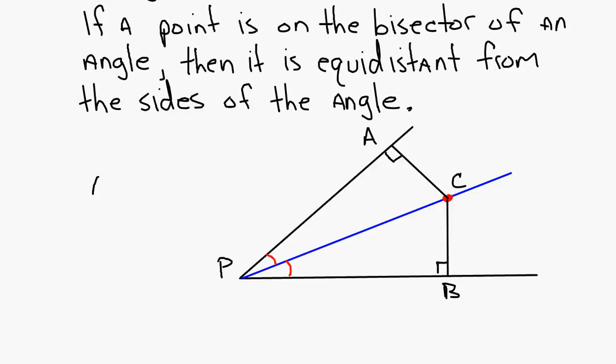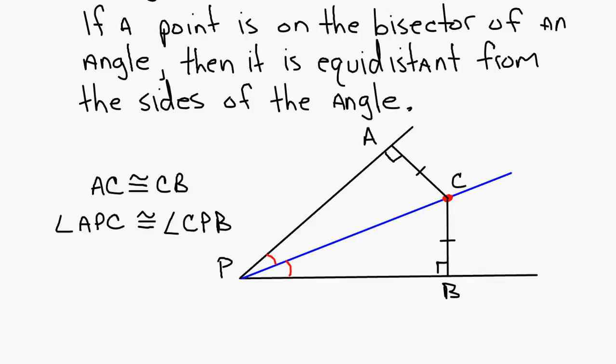So AC is congruent to CB. These two pieces will be equal to each other. Angle APC will be congruent to angle CPB. And P to C, that's a ray, isn't it? Okay. Ray PC is an angle bisector.